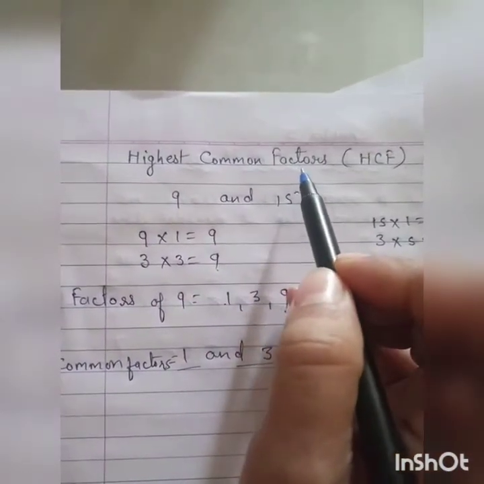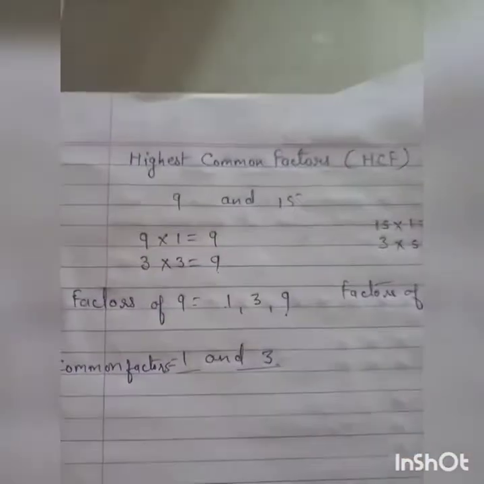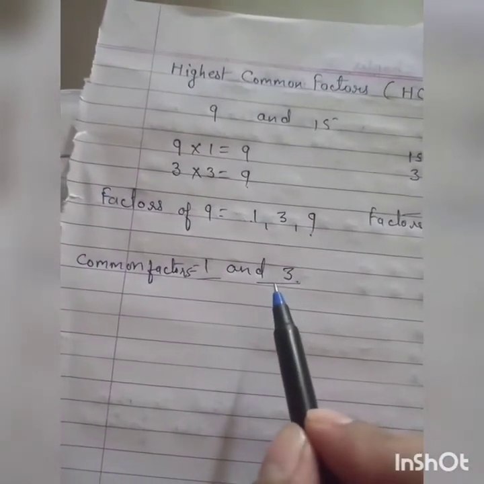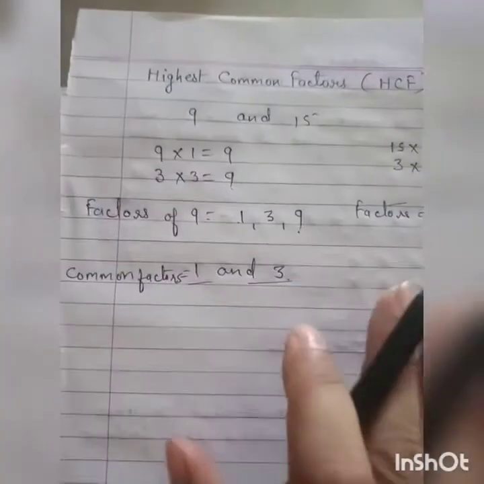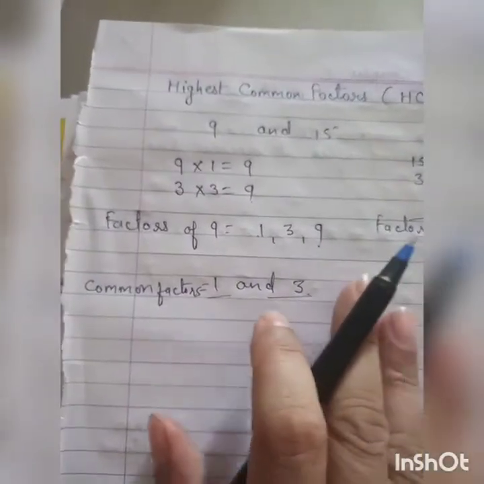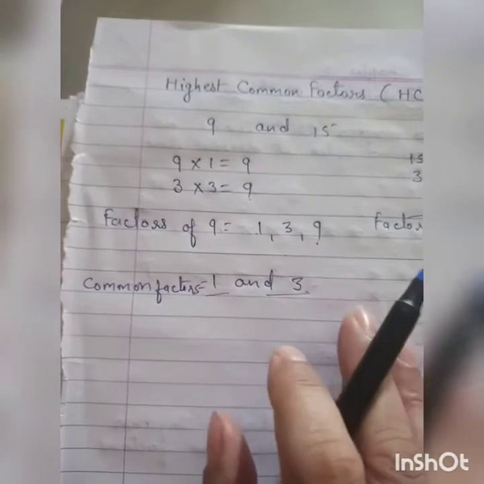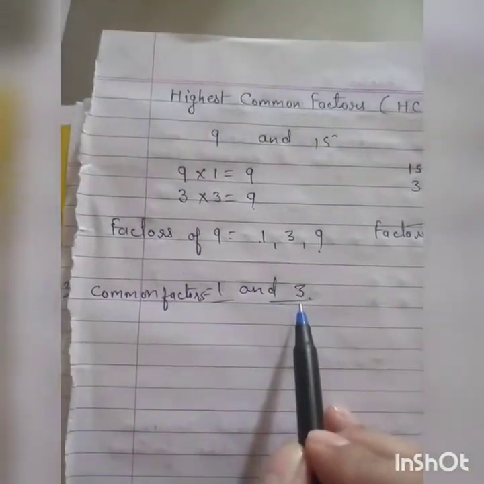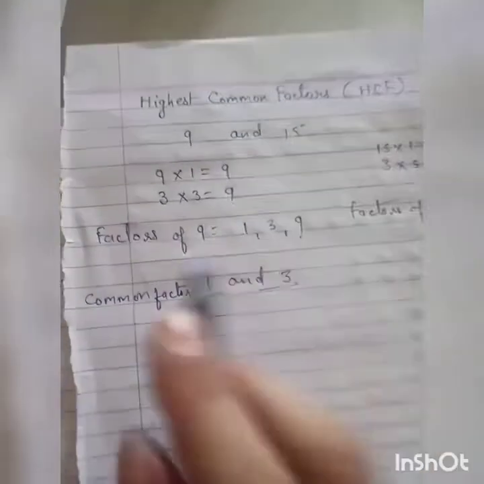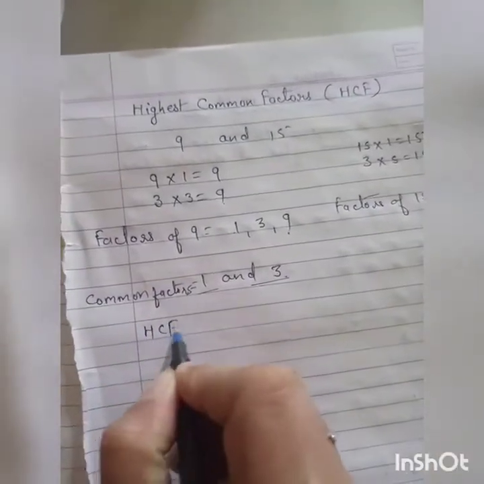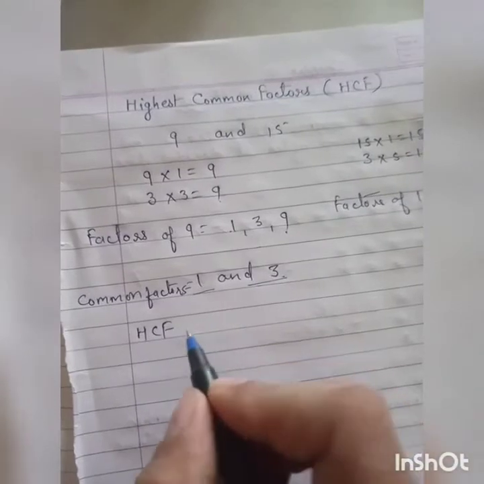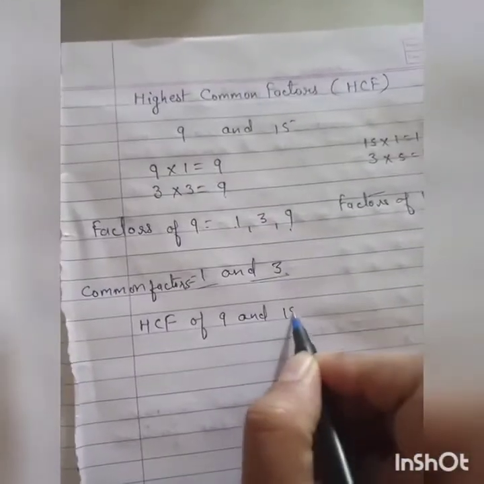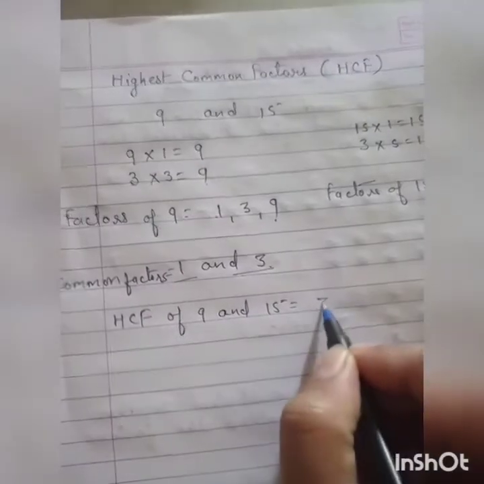Highest means which number has the highest value. Now we have two numbers, 1 and 3. So 3 has the highest value. That means out of these both common factors, 3 is the largest, right? That means the HCF, or highest common factor, of 9 and 15 is 3.